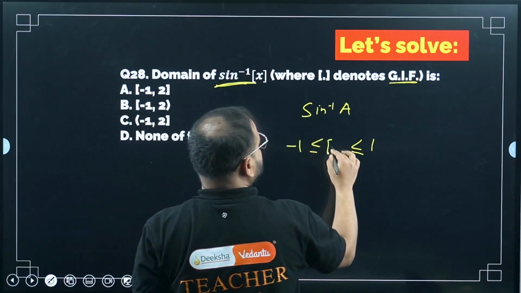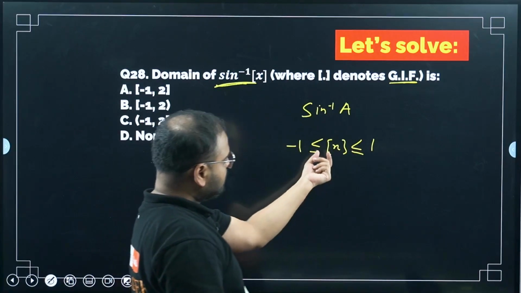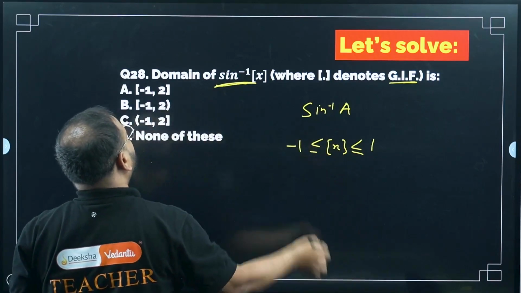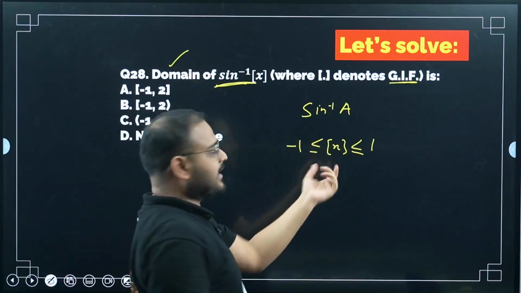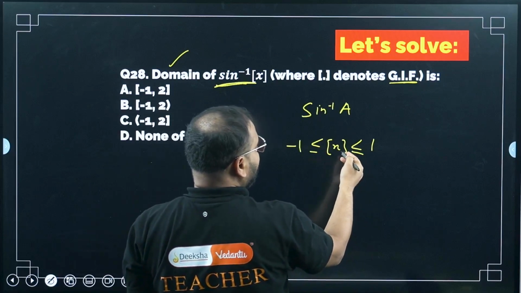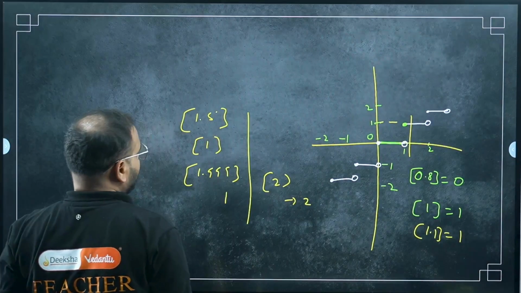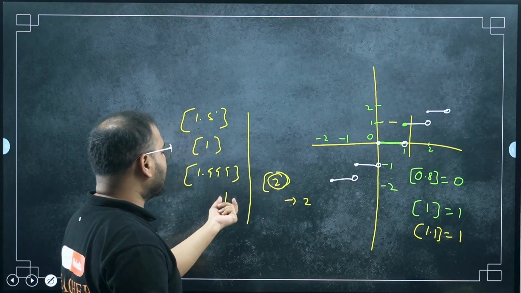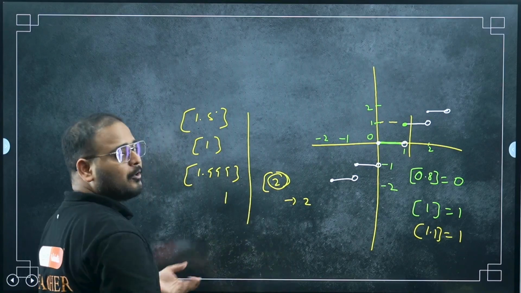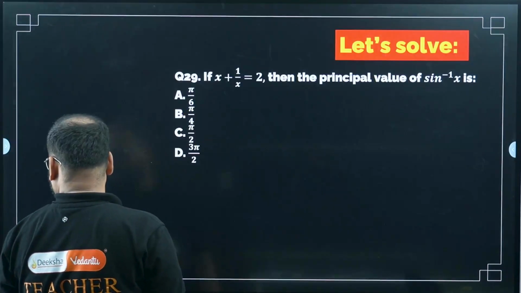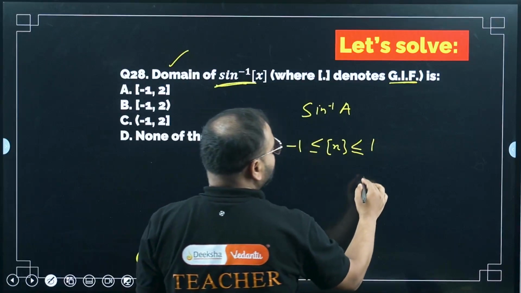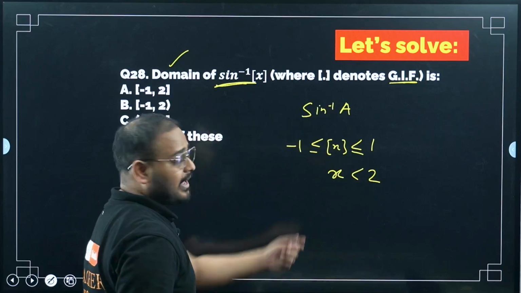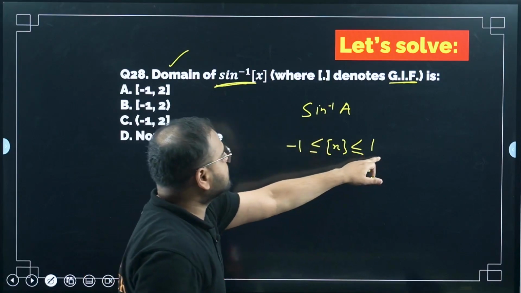So so far we have got that the greatest integer value of x will lie between minus 1 to 1. But are they asking that? No, they are asking for the domain. Domain means they are asking for the value of x. So when will GIF of x be less than or equal to 1? If you put any value less than 2 in the GIF, it will always come as 1. If you put 1.999, also 1. So for any x less than 2, the answer would be 1, which is completely true.